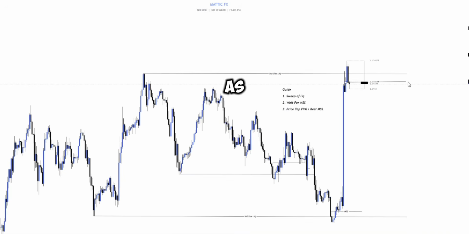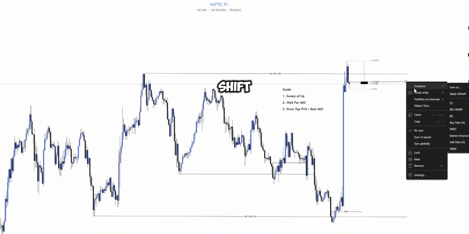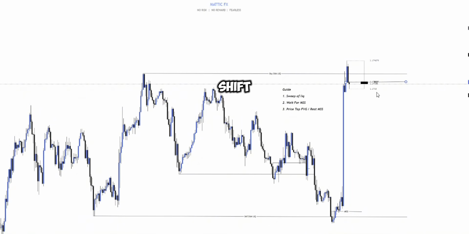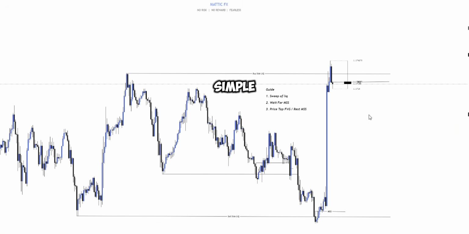I'm going to mark that as market structure shift, because price shifted from going up, from being a buy, to a sell. Straightforward, very, very simple, right? So in a sense, step 1, check. Step 2, check. Now step 3, I would love to see either price do something like this.